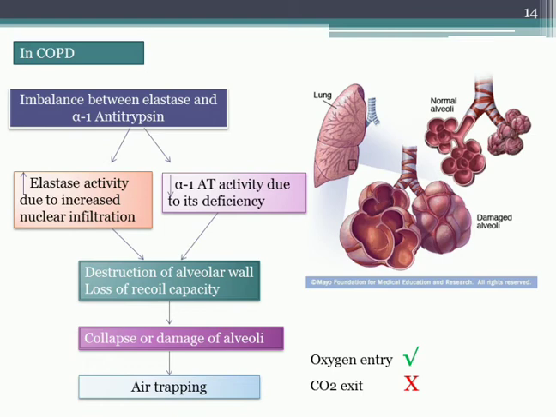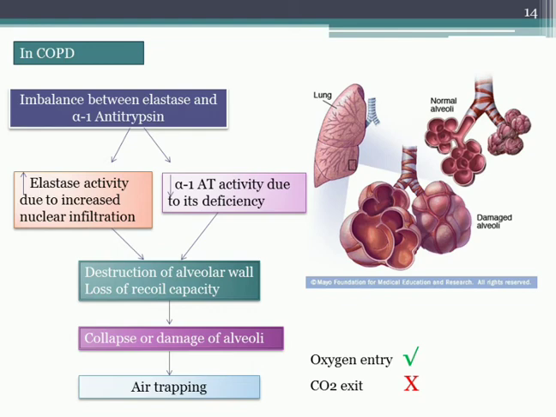Okay, now you can guess. What will happen if there is an increased elastase activity? The protein elastin will be destroyed. Whenever the protein elastin is destroyed, what will happen then? The recoiling capacity of the alveoli will be lost, right? So the alpha-1 antitrypsin activity will be decreased due to its deficiency, and elastase activity increased. Together it will cause the destruction of the alveolar wall and loss of recoil capacity.